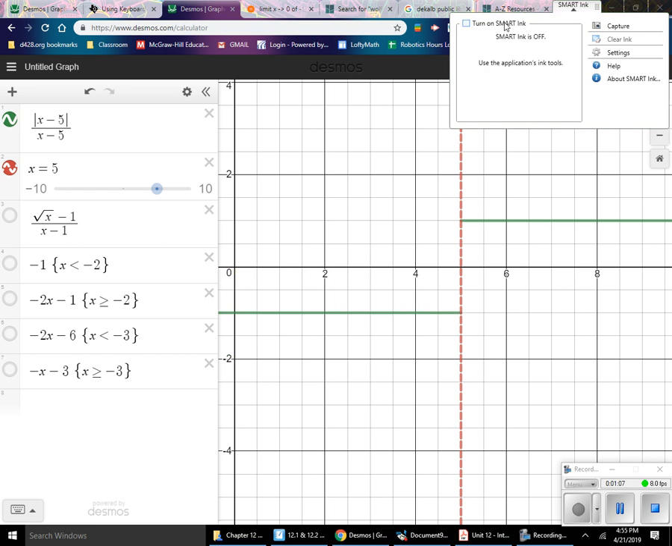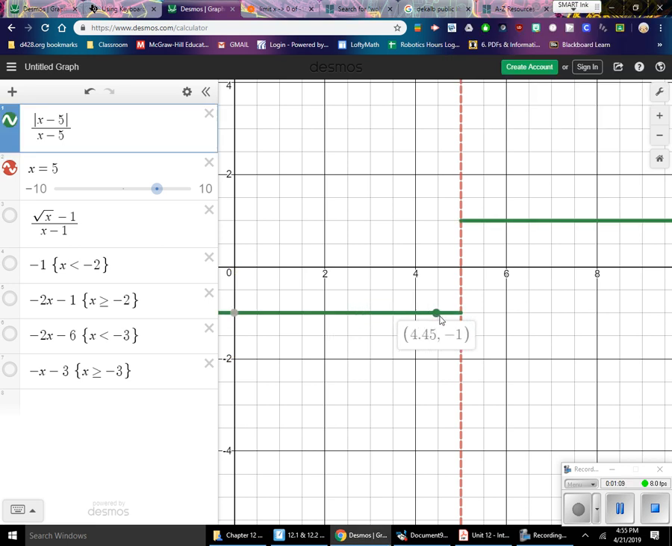Also note you could just kind of drag your mouse cursor along there. You see all these y values are -1. So there we have it, -1.